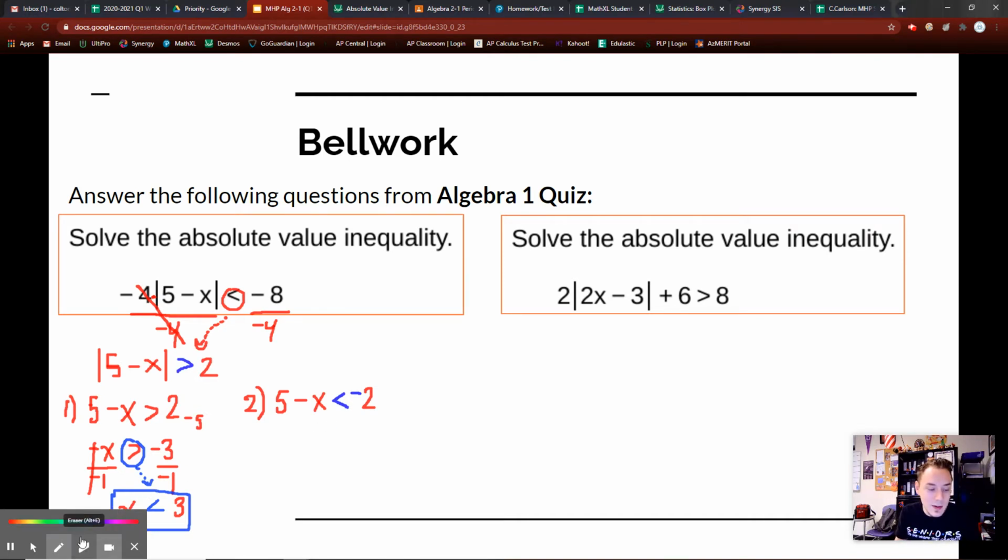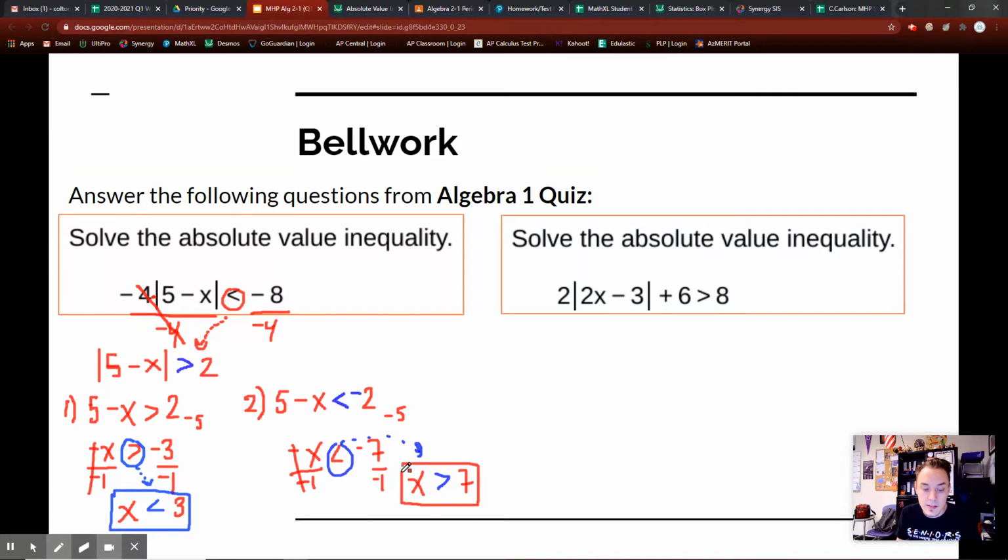Now what about this second one? The second one is, of course, I subtract the 5 just like normal. So negative x is less than, and this becomes negative 7. But then we see it's going to be the exact same thing. So now my answer is x, flip the sign right here, so it's going to be greater than, and I have 7, because negative 7 divided by negative 1 is 7. So these are my two answers: x is less than 3 and x is greater than 7.